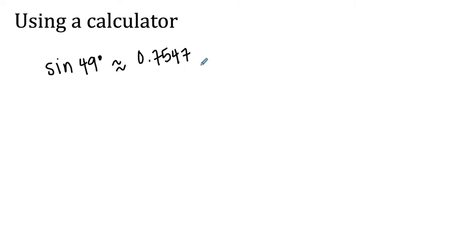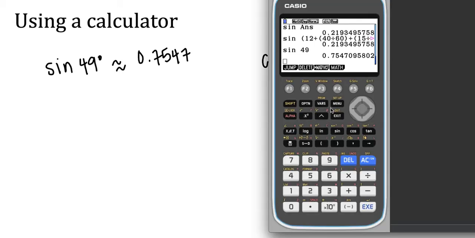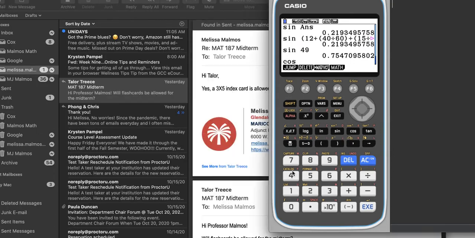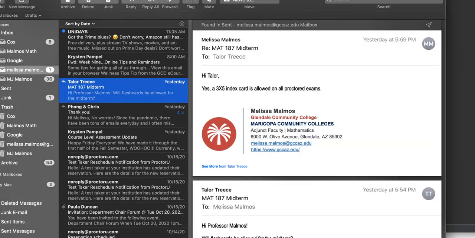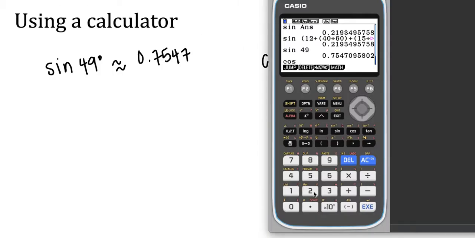Most excellent. Now what I'd like you to do is try to find the cosine of 41 degrees. The cosine of 41 degrees. Let's see what that is. So you might be a step ahead of me. I'm going to go to my calculator. I'm going to hit the cosine button. Cosine 41. Oopsie. Okay, cosine of 41. Enter.